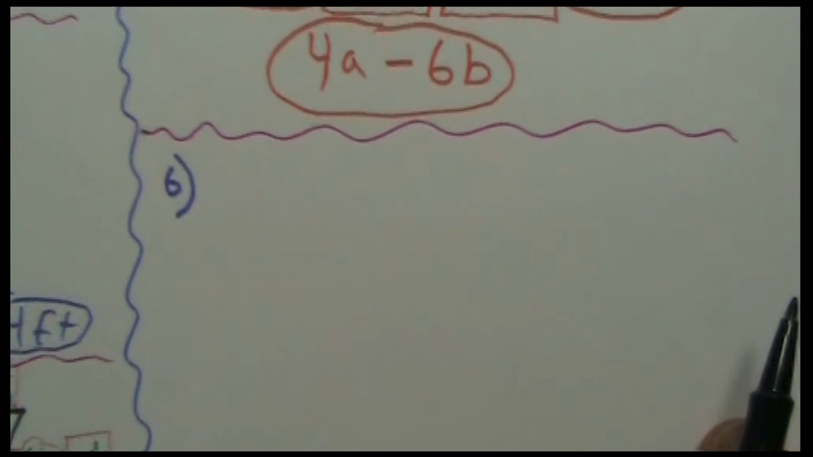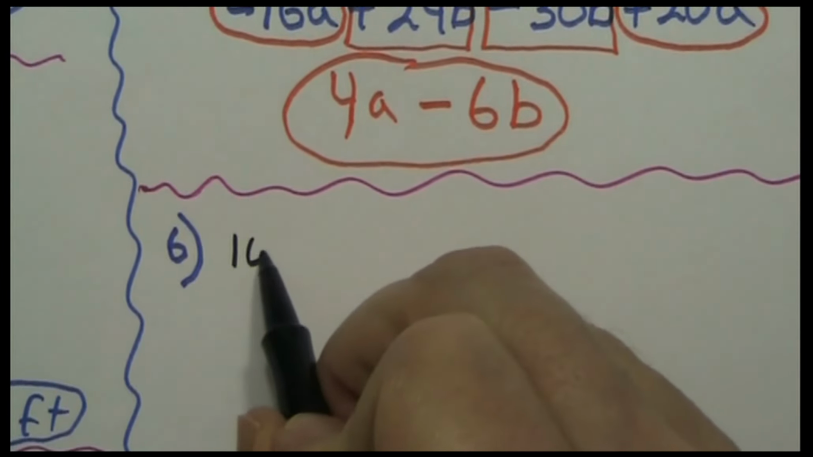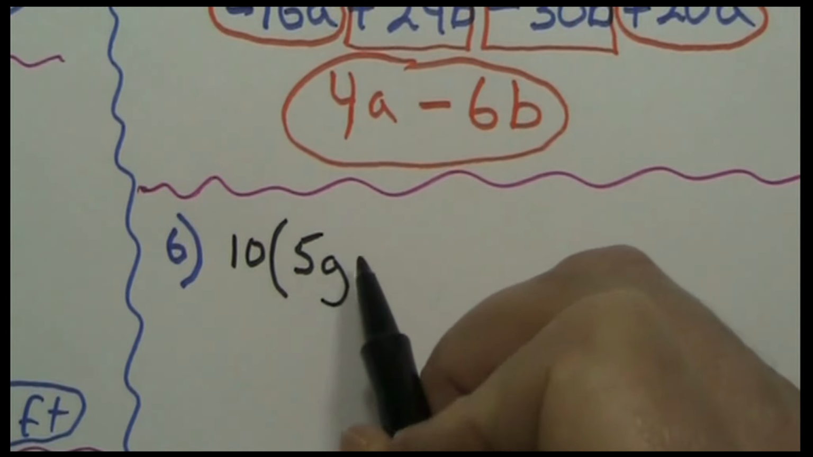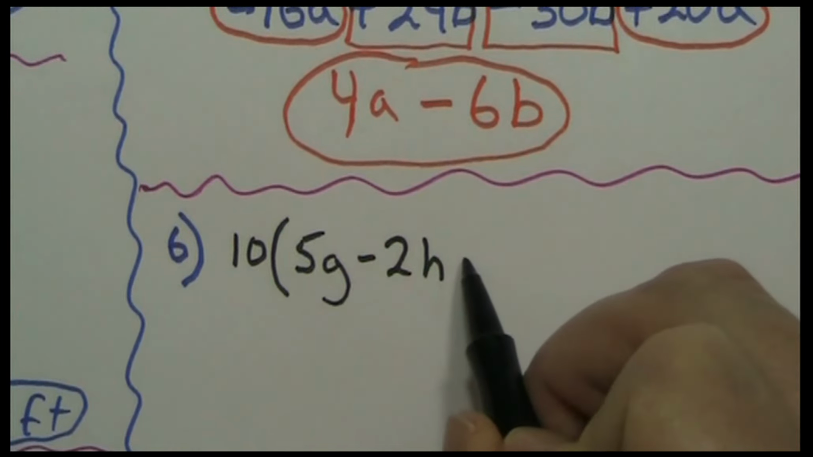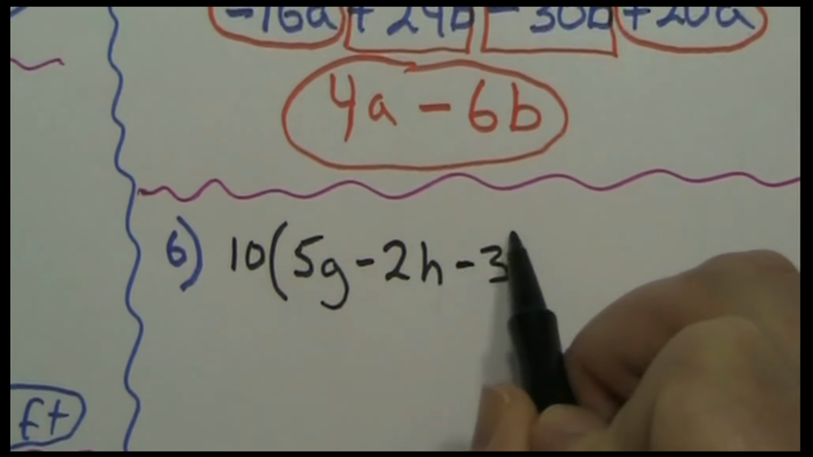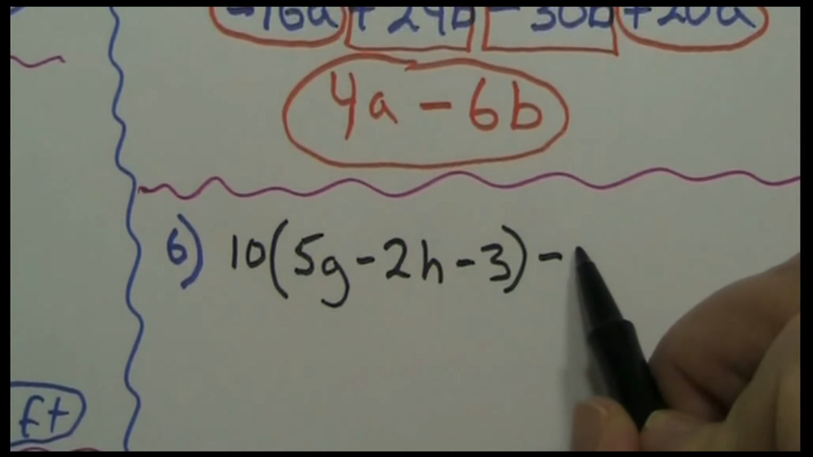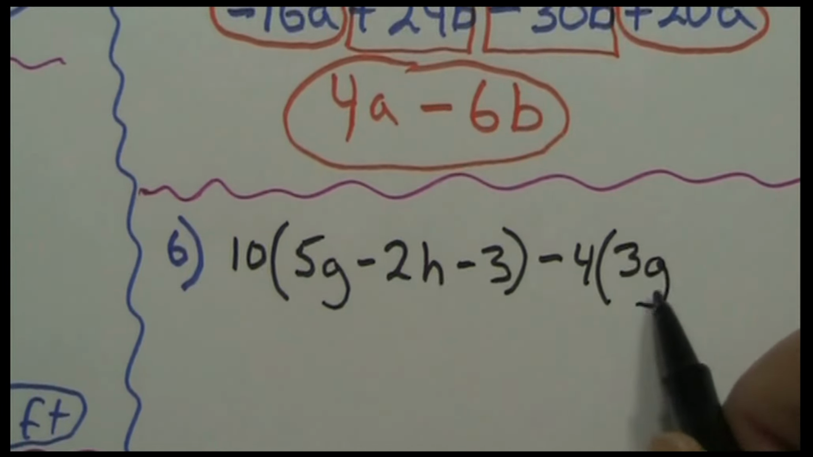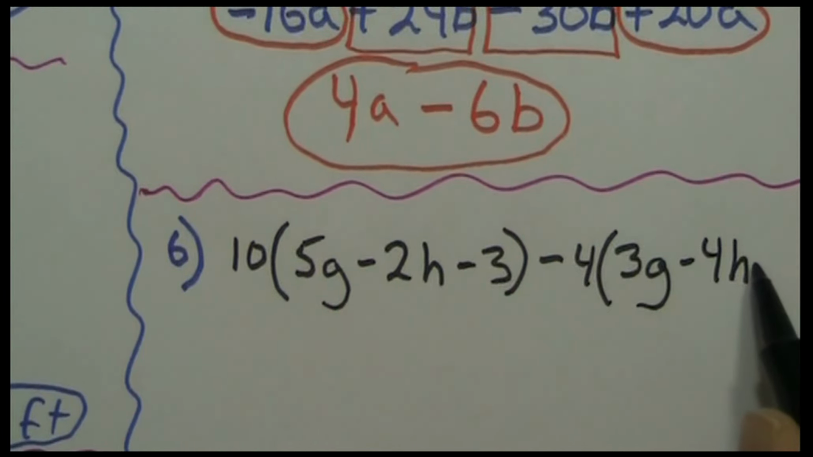Okay, we're going to use different variables here. We're going to use the letter G and the letter H. So this would be 3G minus 4H minus 2.